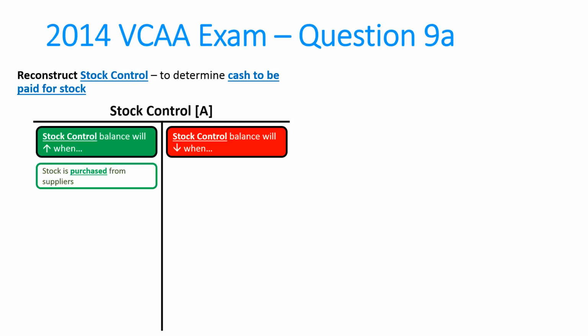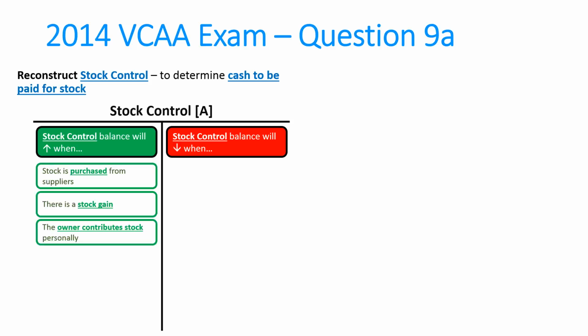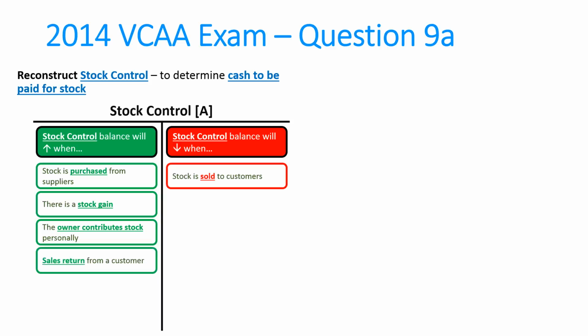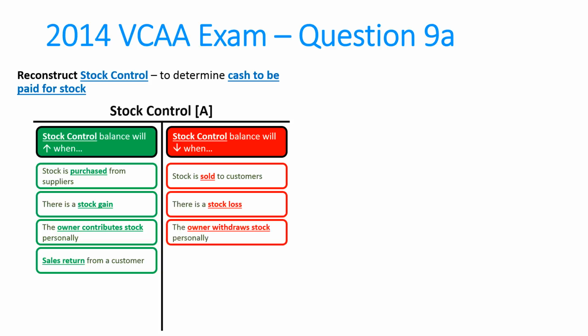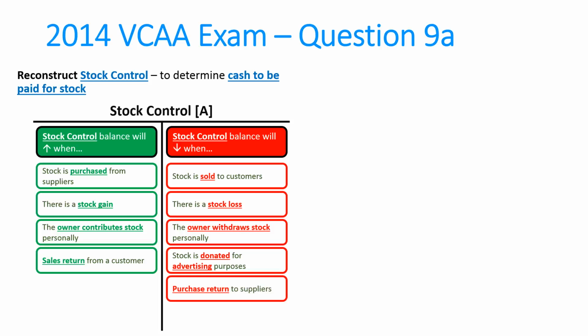So stock goes up when we buy it from suppliers, when there's a stock gain, when the owner gives stock to the business as capital, or when there's a sales return. On the other side, it goes down when we sell it, when there's a stock loss, when the owner takes it out for drawings, when it's donated, when there's a purchase return, or when there's a stock write down to net realizable value. So there's obviously quite a lot to remember for stock control, and that's why it's very important to remember what goes in, because it's going to save you time looking for specific things.